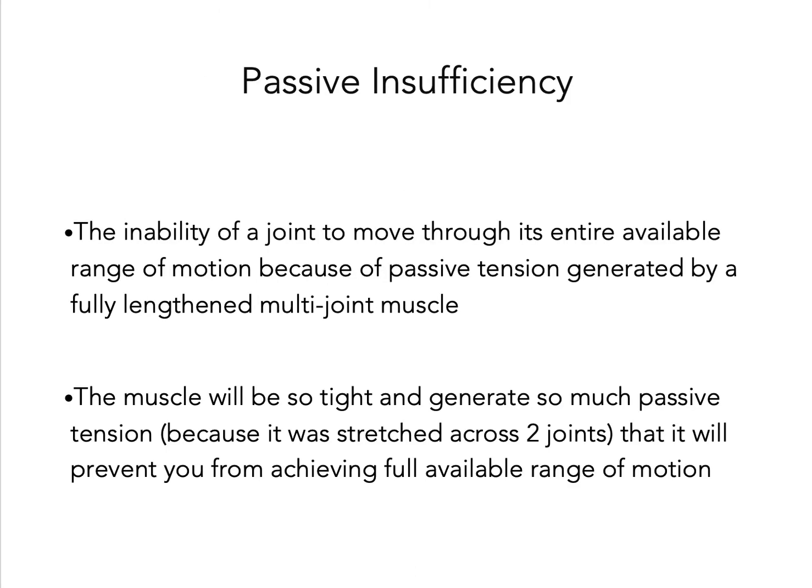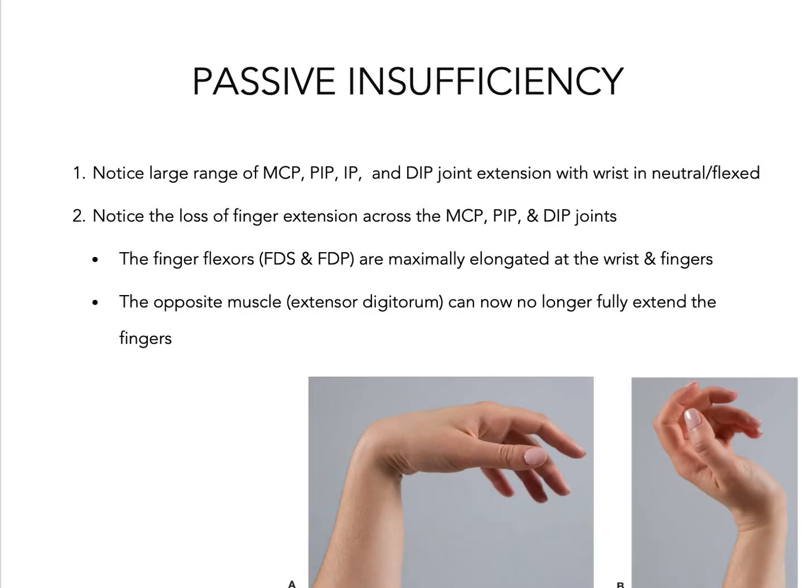Now, let's take a look at passive insufficiency. It's the inability of a joint to move through its entire available range because of passive tension generated by a fully lengthened multi-joint muscle. The muscle will be so tight and generate so much passive tension that it will prevent you from achieving full available range of motion. So let's take a look at an example here.